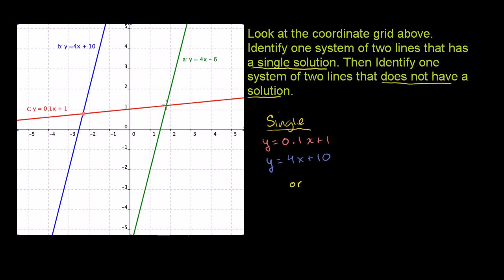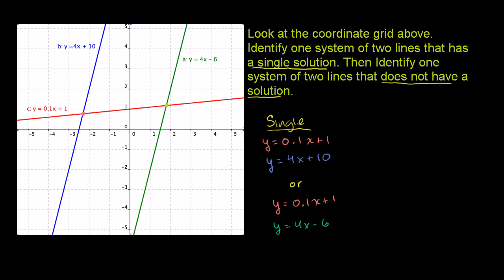This point of intersection right here, once again, represents an x and y value that satisfies both the equation y is equal to 0.1x plus 1, and this point right here satisfies the equation y is equal to 4x minus 6. So if you look at this system, there's one solution because there's one point of intersection of these two lines. And this system also has one solution because it has one point of intersection.